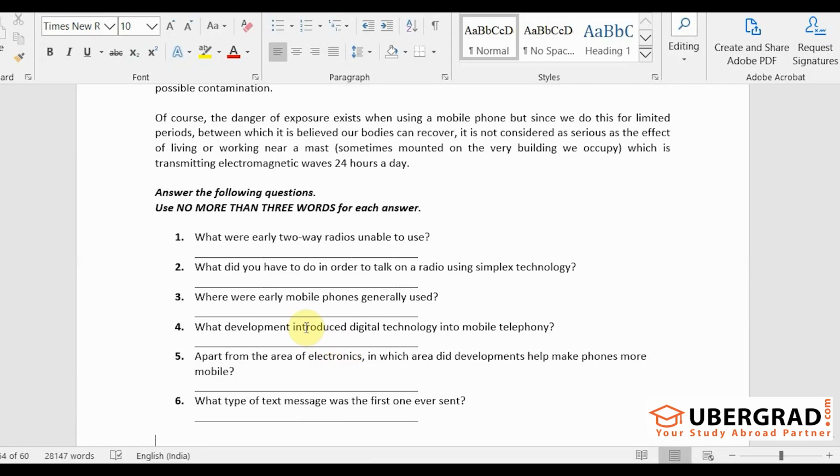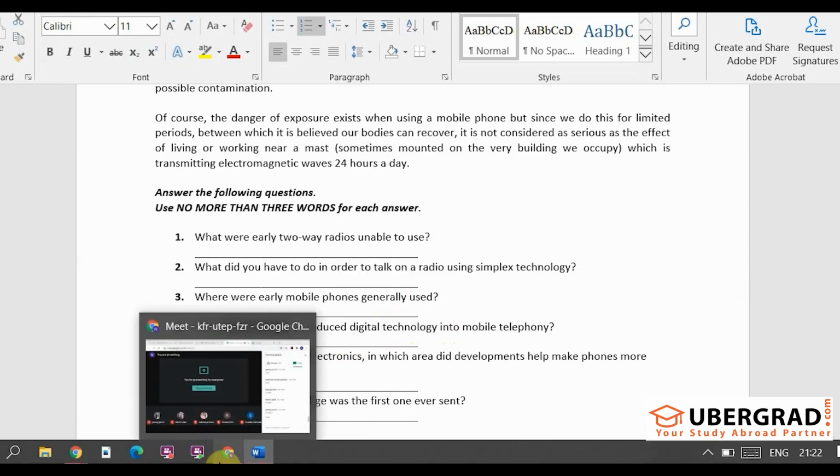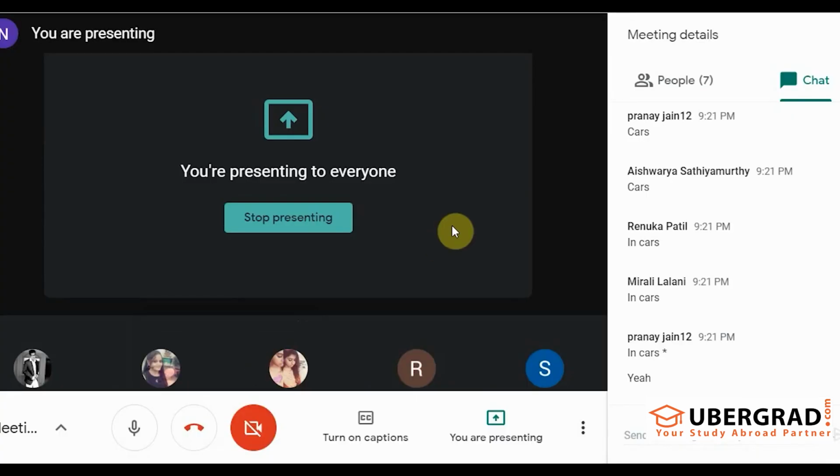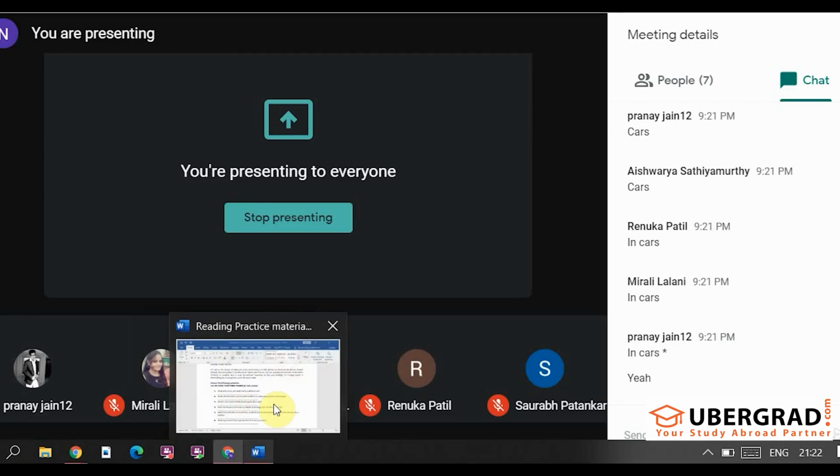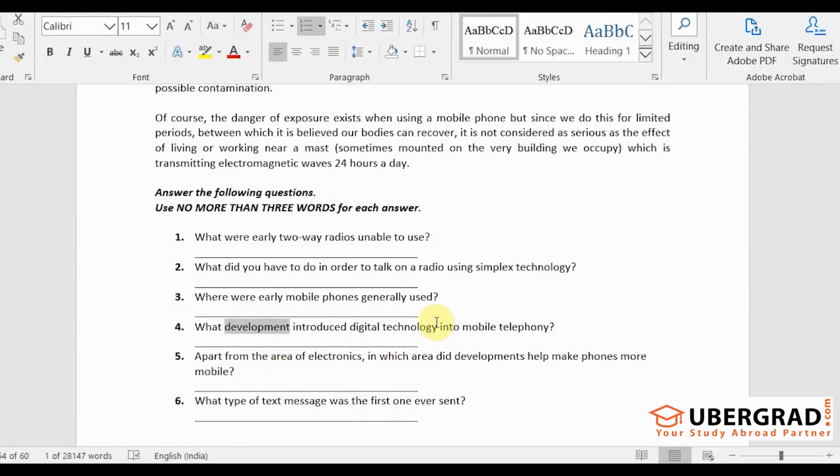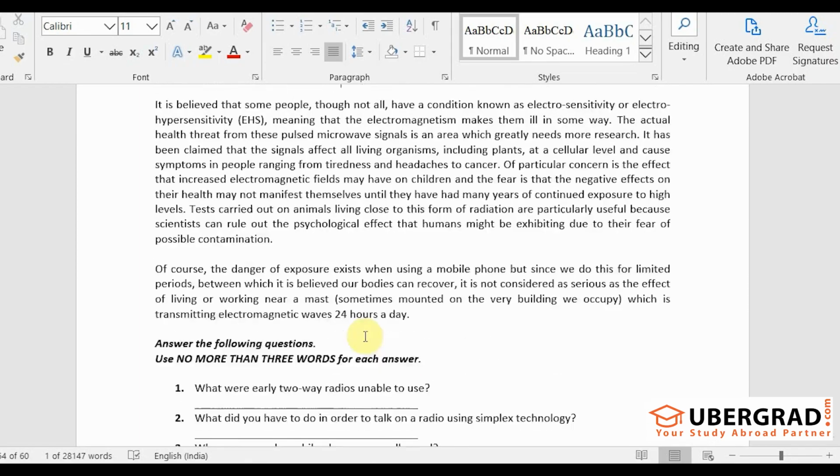Next, what development introduced digital technology into mobile telephony? So digital technology can be a keyword and mobile telephony can be a keyword. What development means it's asking about, it has to be a noun, right? The name of something, some kind of a development it's talking about. So the answer has to be a noun over here, of course. And you have to find out what introduced digital technology into mobile telephony. Let's find it out.